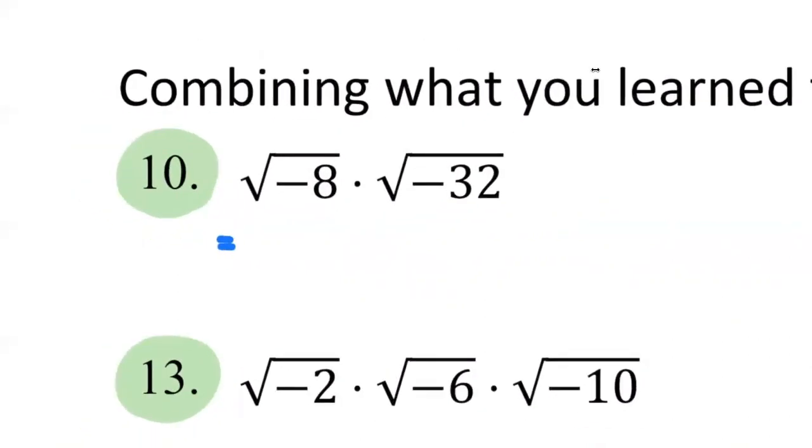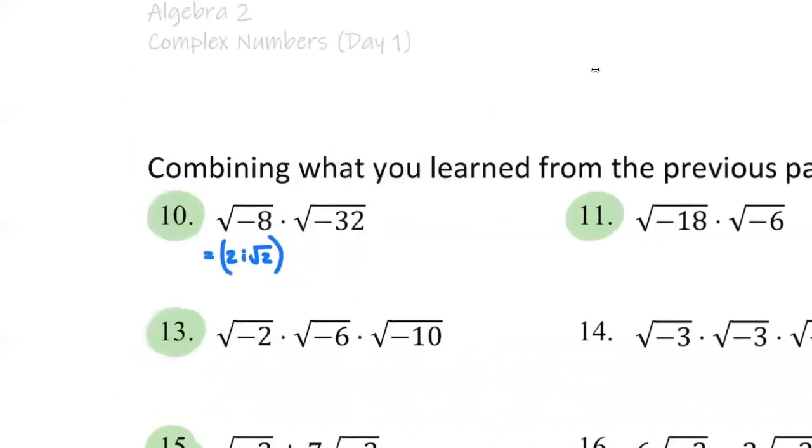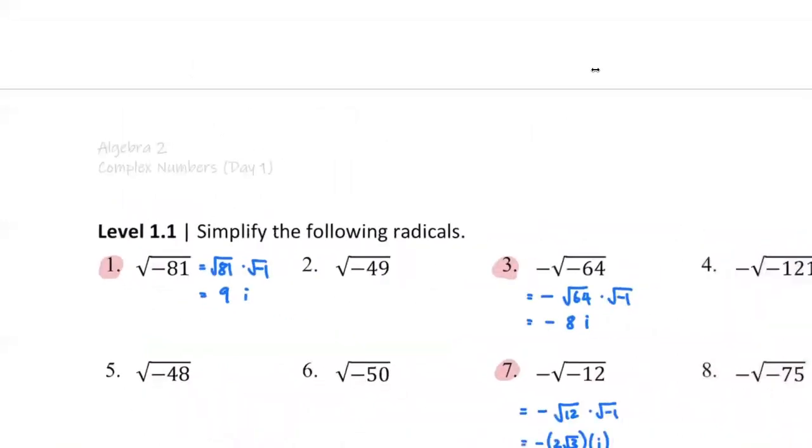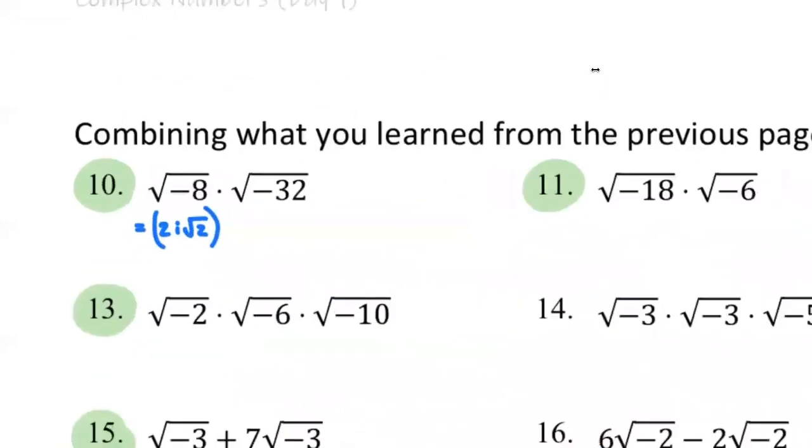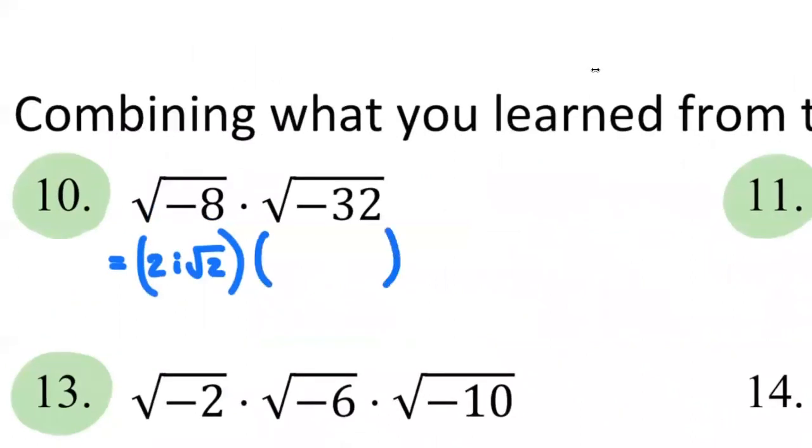So in this case, what we did in level one, we separate the square root of -1 from the square root of the positive number. I'm not going to waste time walking through the simplification. So square root of -8 is going to be 2i root 2. If you need help explaining why, you can go back to level 1.1. Next up, the second radical here is square root of -32. 32 is 16 times 2, right? So 4i root 2.